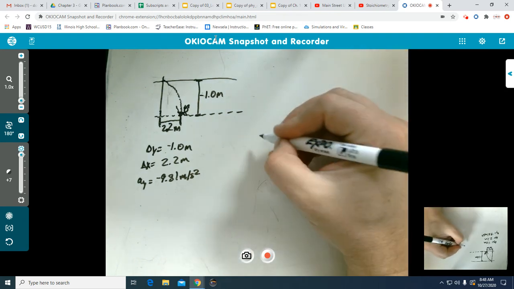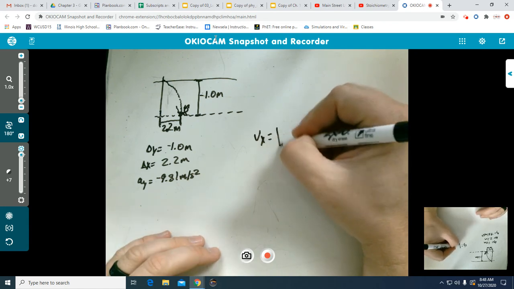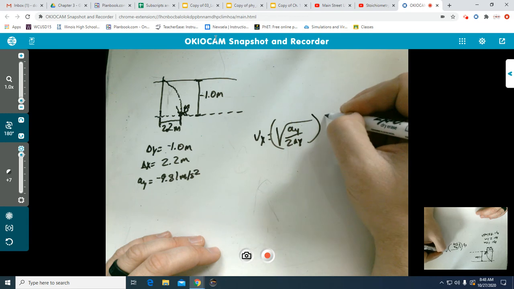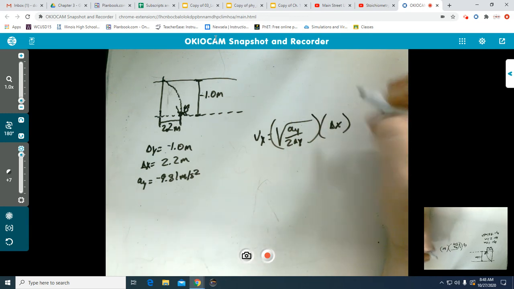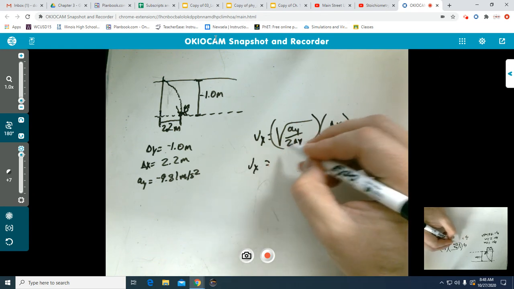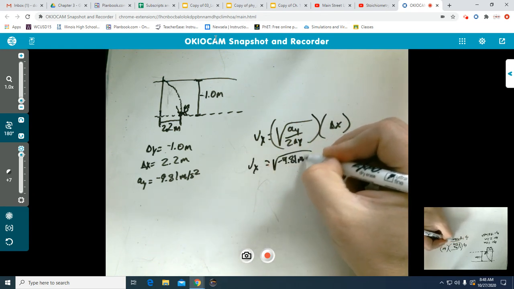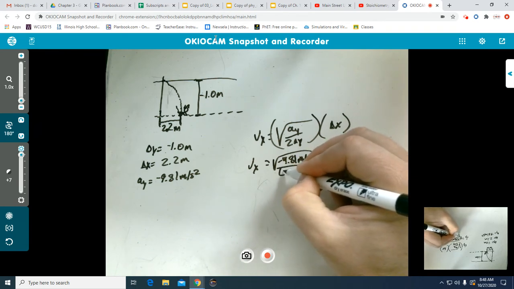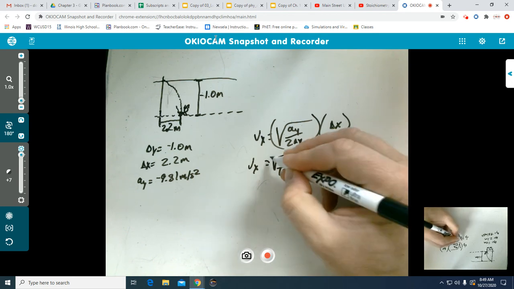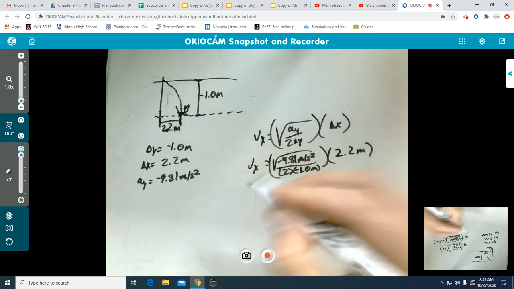So again, since we're solving for speed, Vx is going to be equal to the square root of ay over 2 delta y, multiplied by delta x. Plugging in our values here for ay, negative 9.81 meters per second squared, divided by 2 times negative 1.0 meters, and multiplied by delta x, which is 2.2 meters.